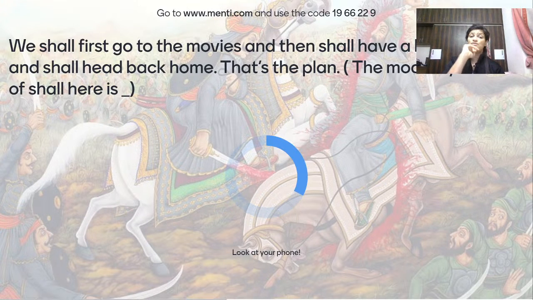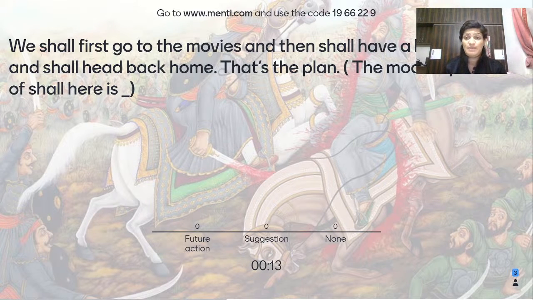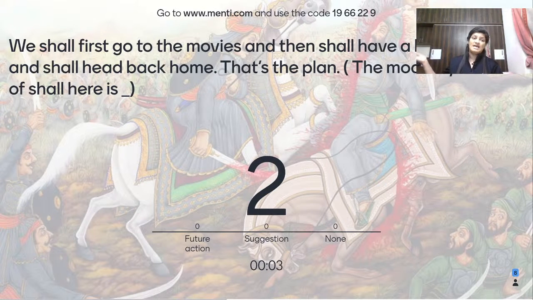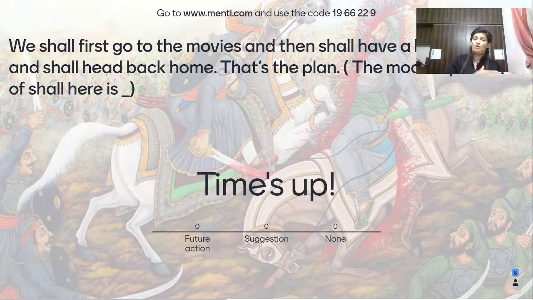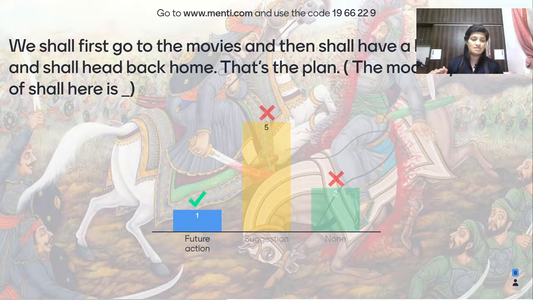We shall first go to the movies and then shall have a lavish dinner, guys, lavish dinner, and shall head back home. That's the plan. The modality of shall here, is it a future action or a suggestion? Careful. We shall go to the movies in the evening and then shall have a lavish dinner in the evening and then we shall head back home. That's the plan. What's the modality?